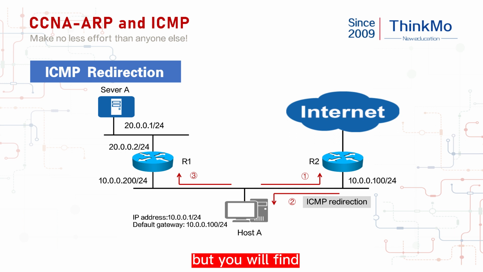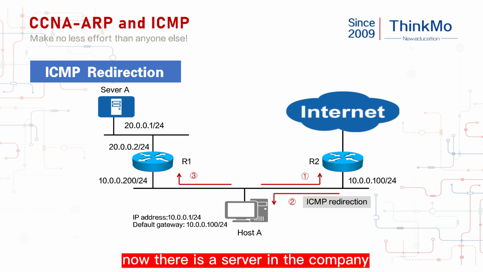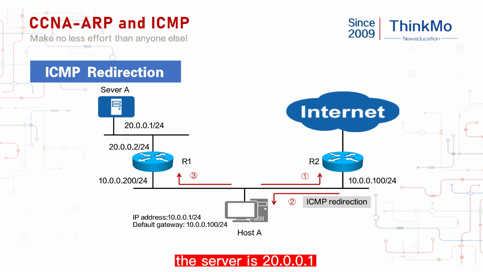But you will find, now there is a server in the company. The server is 20.0.0.1. Host is 10.0.0.1. If the data is sent now, the host wants to access 20.0.0.1. Then in theory, the device is here. If people see it, the data should be transmitted like this, because the device is on the left.